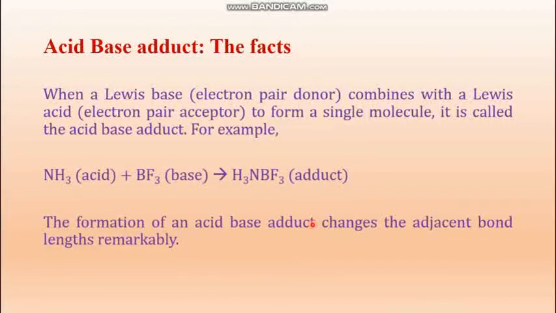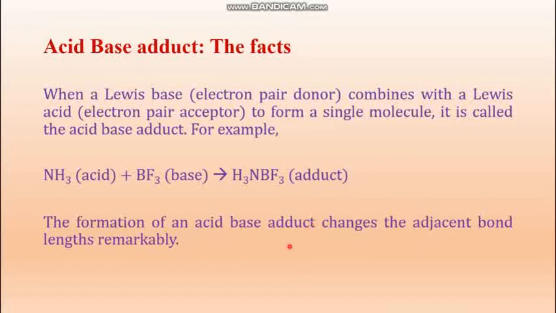Now, some facts can be discussed on the basis of this theory. When a Lewis base, or an electron pair donor, combines with a Lewis acid, that is an electron pair acceptor, it forms an adduct, which is a single molecule.